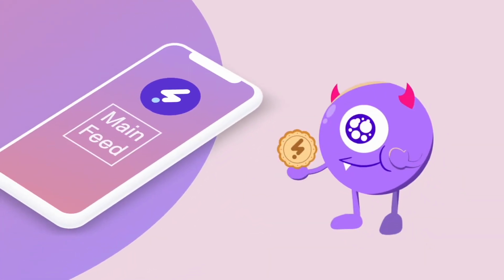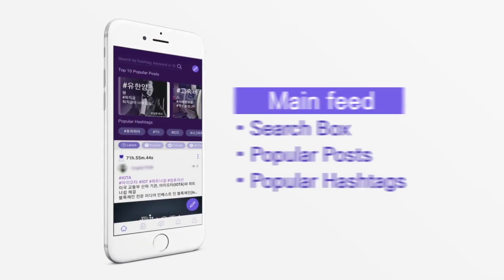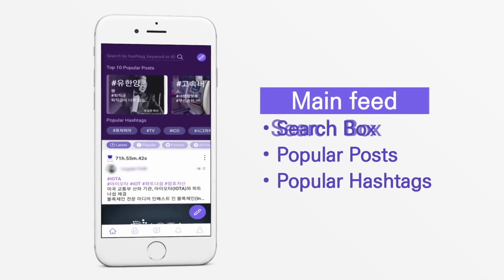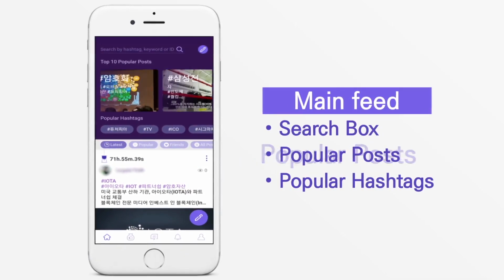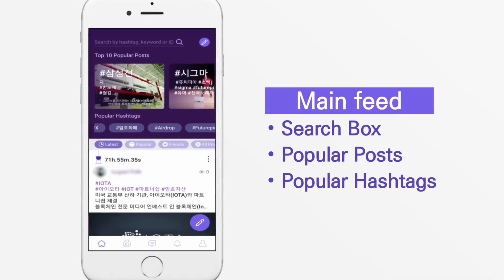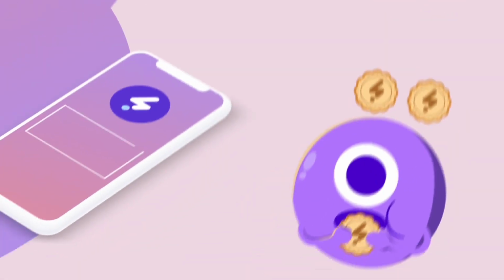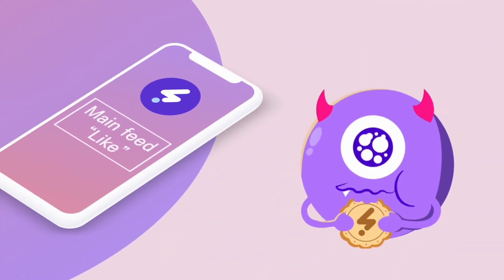Main feed. The main feed consists of a search box, popular posts, and popular hashtags. Main feed, like.